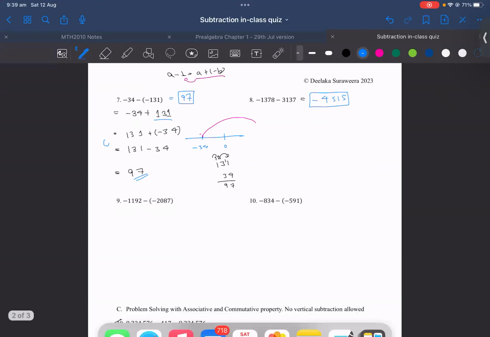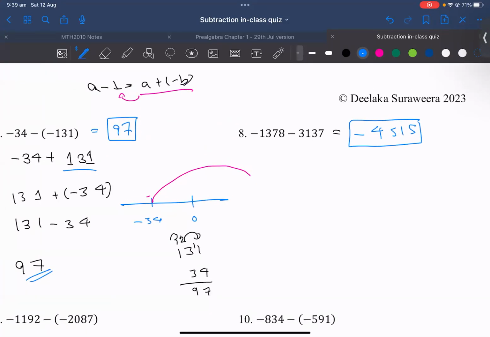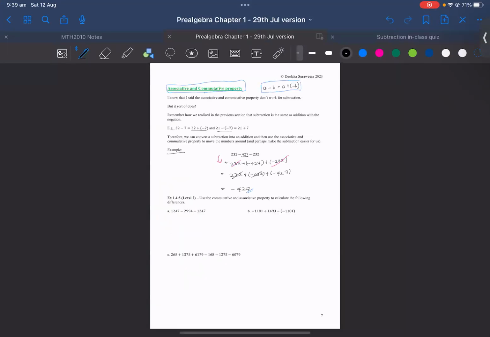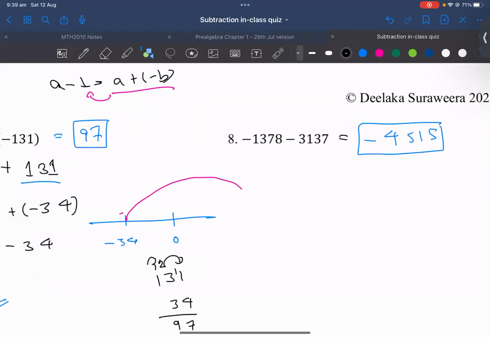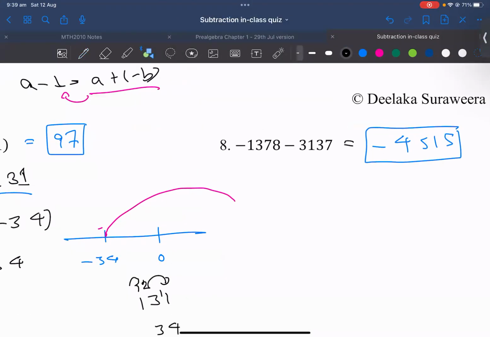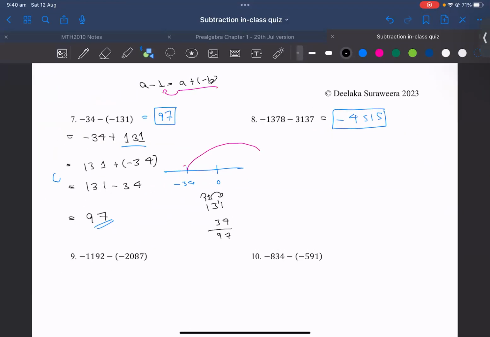Did anyone say something, sorry? Yeah, I got a different one. Oh, what did you get? I got 4545. I think it's probably just an error in the arithmetic. Is it positive or negative you got? Positive. If you're subtracting from a negative, it becomes more negative, right? Oh yeah, I forgot about that. So yeah, that's negative 4515.